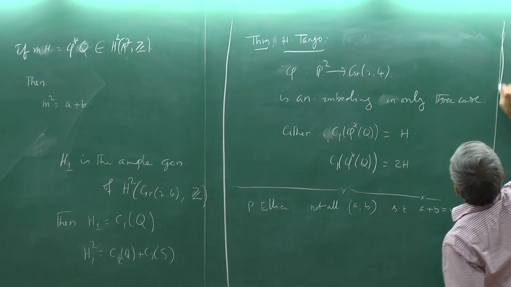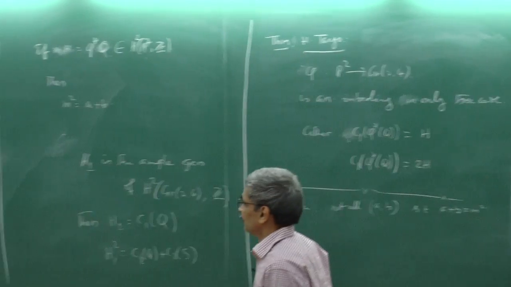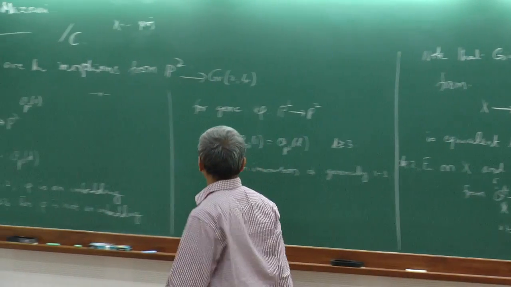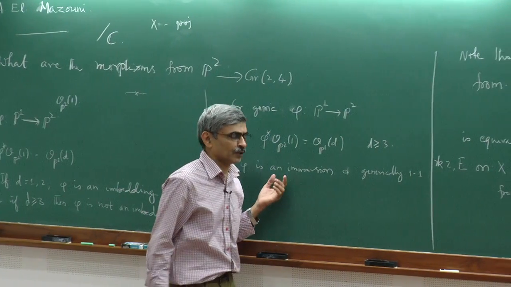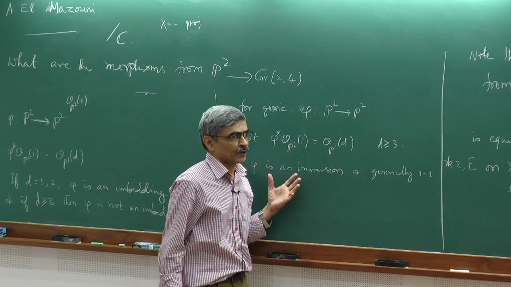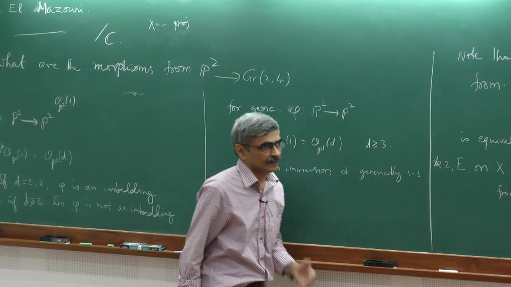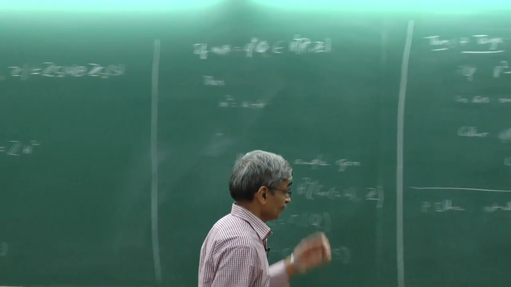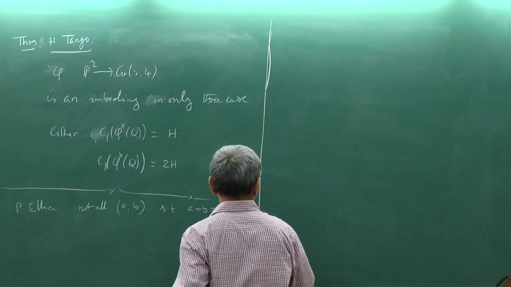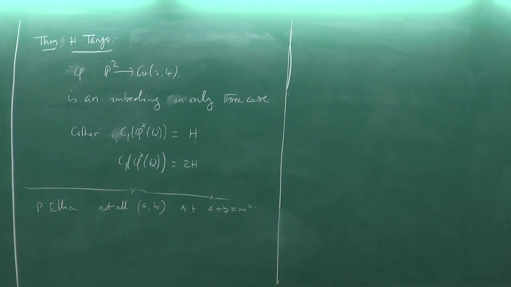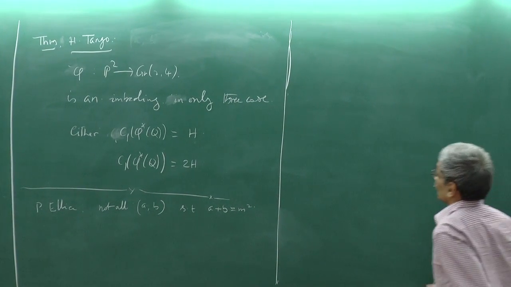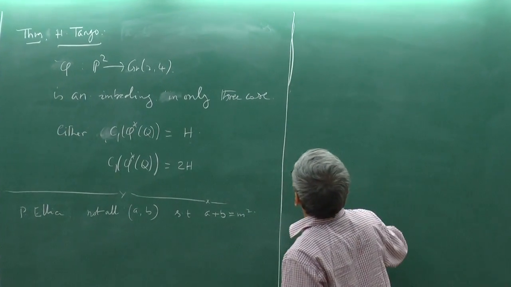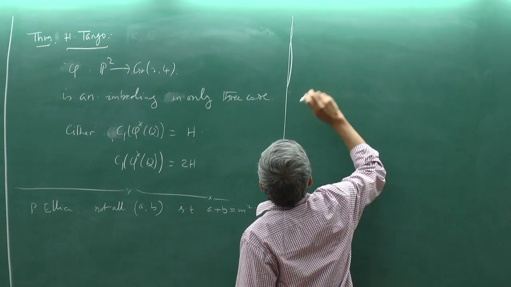Okay, so next, this answered the question about existence. Then we wanted to study what the possible morphisms are, what the images of these surfaces are. We don't know the general answer. So first we considered some special cases.